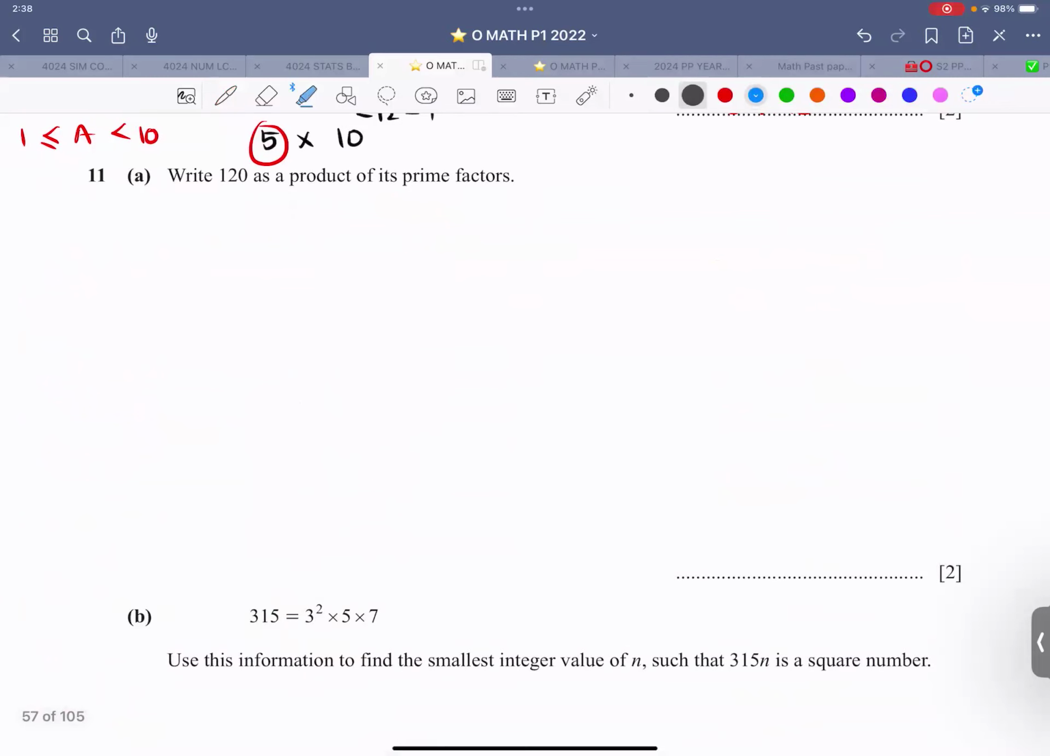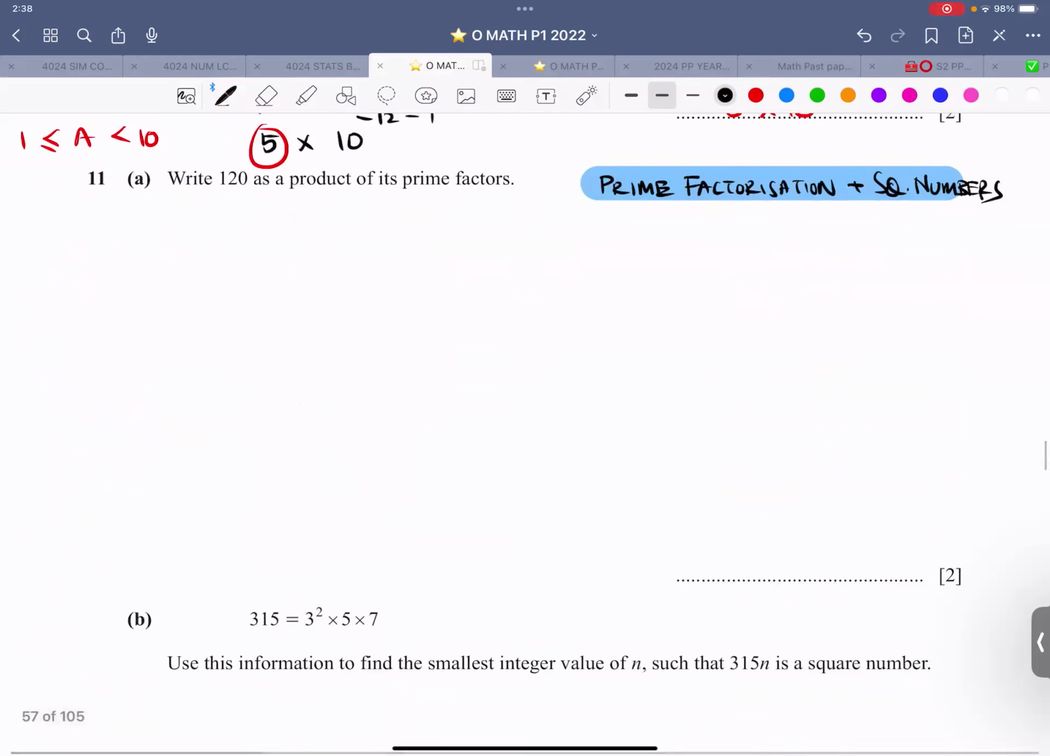Now this question, this is about, it's not LCM as such. So basically, sometimes an LCM, HCF question also comes. This is prime factorization and square numbers. Sometimes it could be about cubic numbers. Sometimes it's about square numbers. Write 120 as a product of its prime factors.